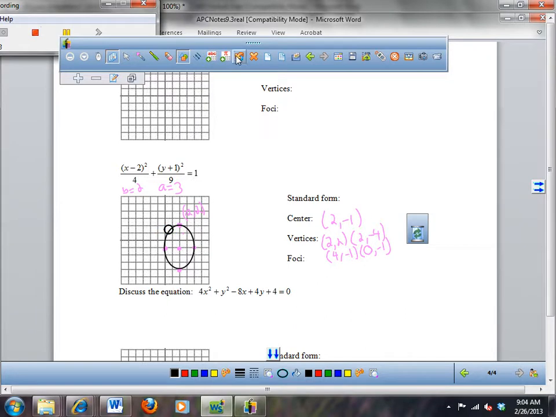Wow, I keep getting that extra little circle. Where does it come from? I don't know, outer space.